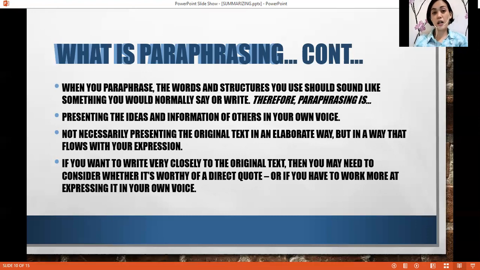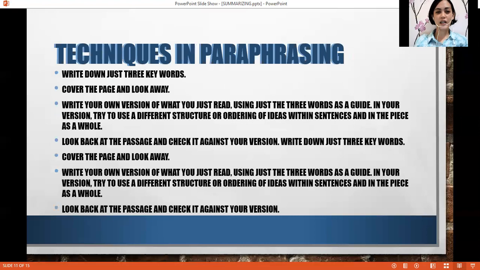Ang kabataan ay pag-asa ng ating bayan. So you already know who said that. Those things need to be direct quoted. Not everything. Let us have now the techniques in paraphrasing. Because I said it's difficult, then we need to have the techniques.